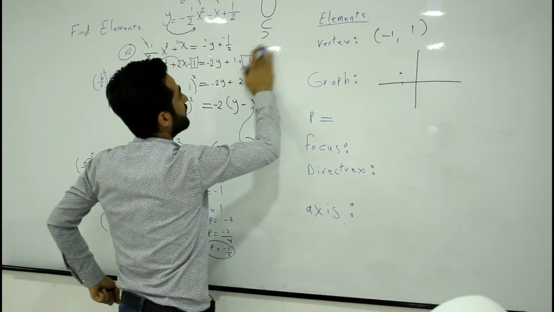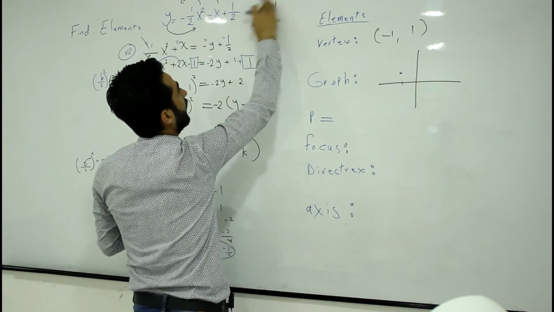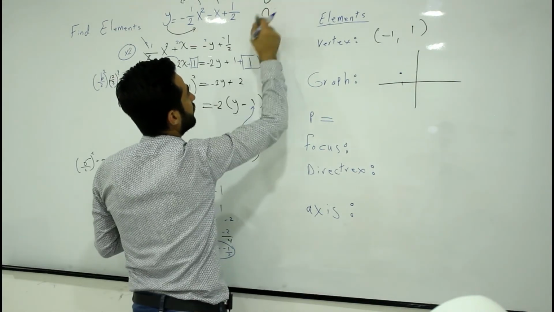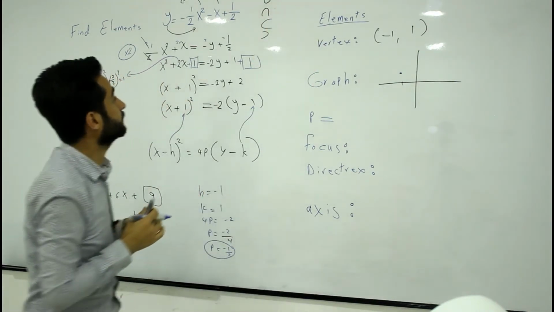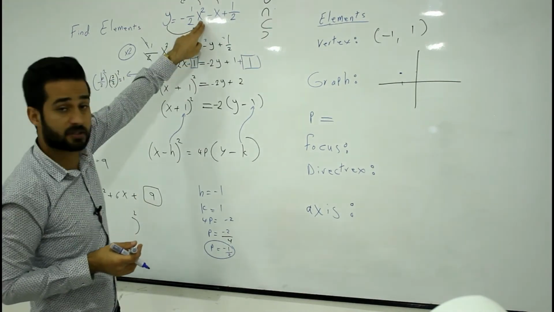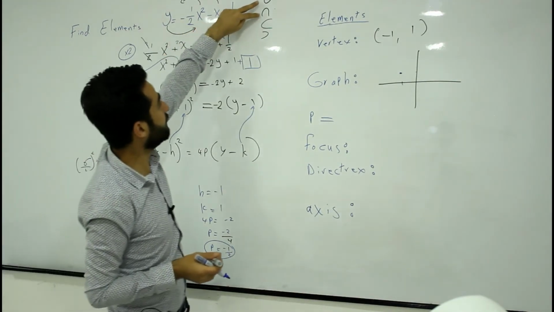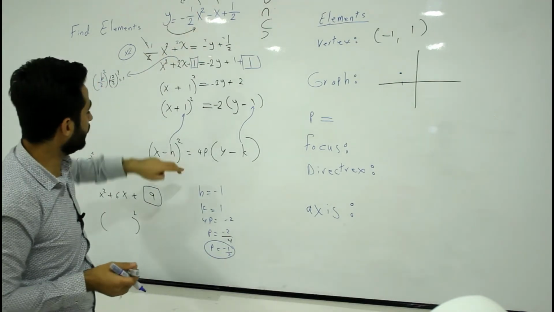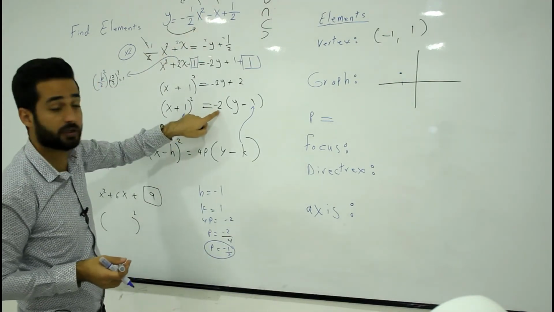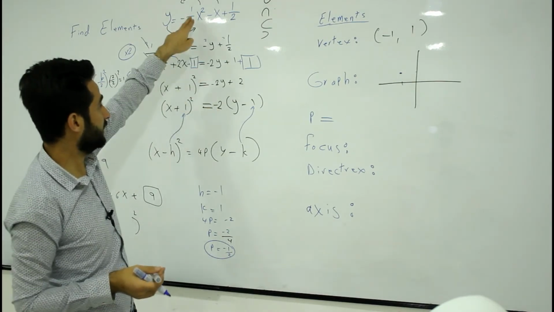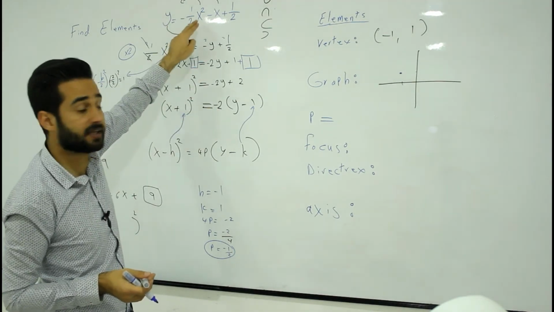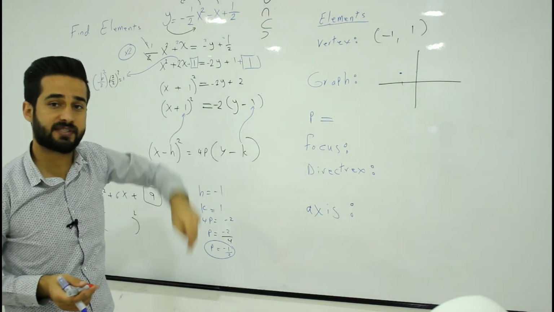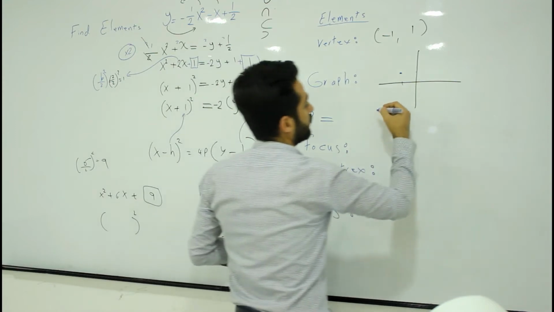Okay, let me write this at the top. Wait, sorry. We have up, down, or to the right or to the left. Because x is squared, we have those two, not those. And when p is negative, or in front of x or y is negative, we can say it opens down. So draw the graph like this.